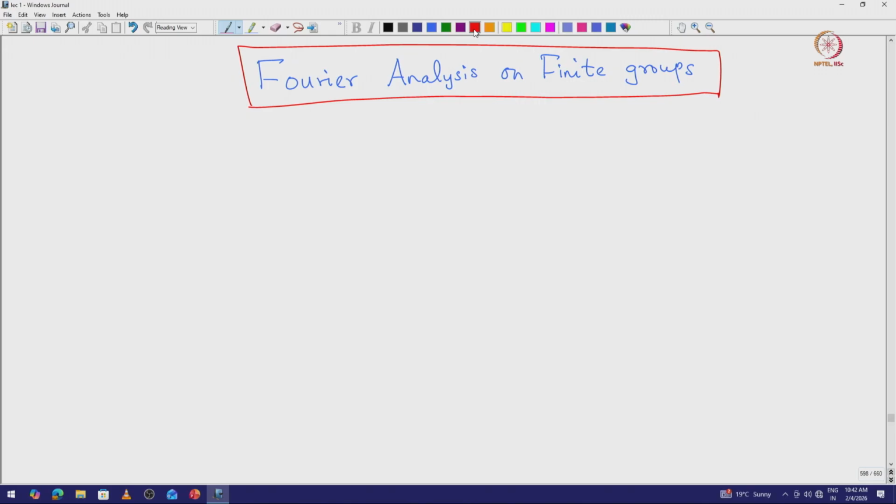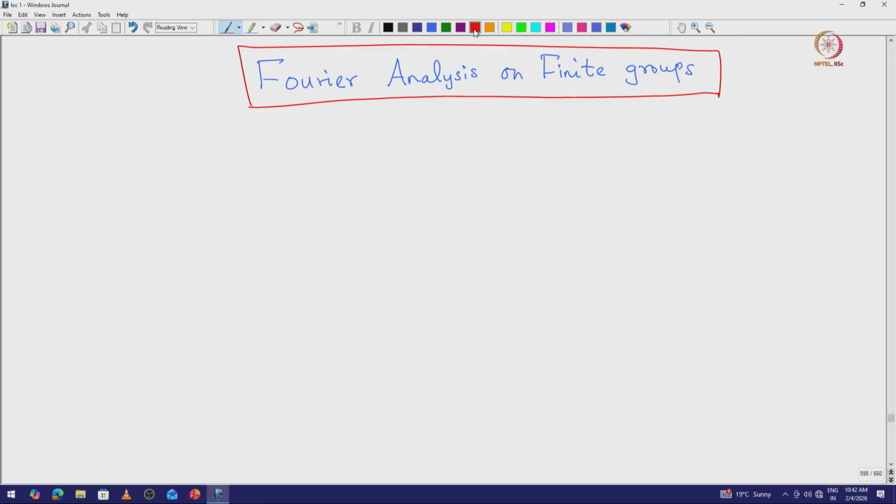Let us recall the classical Fourier analysis. Fourier invented this continuous version of Fourier analysis in the 1800s to study the heat equation. I am going to be very brief about the classical case.